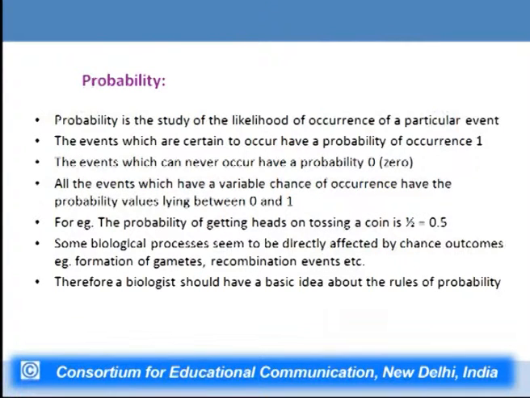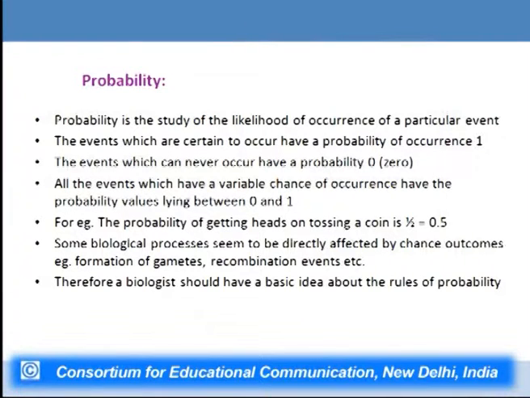Now what exactly does probability mean in mathematical terms? Probability is the study of the likelihood of occurrence of a particular event. The events which are certain to occur have a probability of occurrence 1. That means the events which are going to occur will be given a probability score of 1. The events which can never occur have a probability score 0. All the other events which fall in between will have probability value between 0 and 1. So all the events which have a variable chance of occurrence have the probability value lying between 0 and 1.